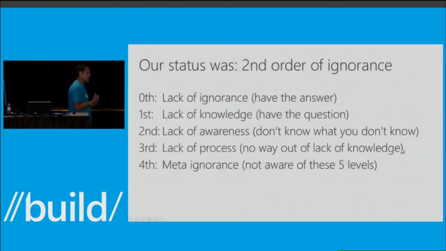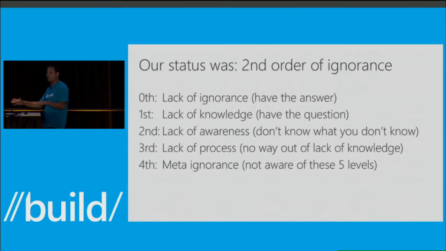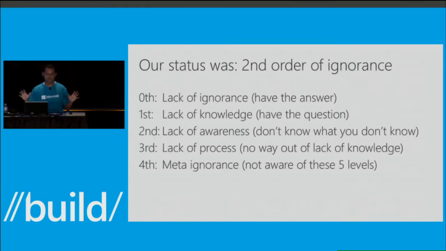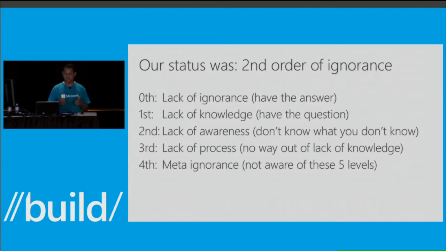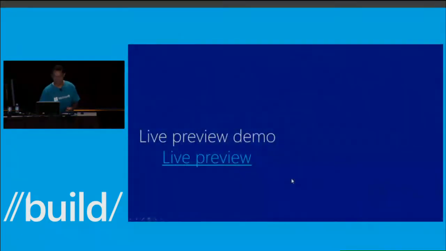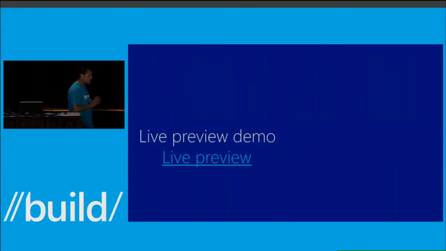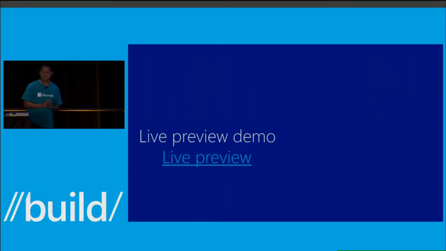Of course, at this point in time, there were some things that we knew, so we had no ignorance about that. There were some things that we had questions about, but for most of the things, we were in the second level of ignorance, which is we didn't know what we didn't know. So, but we had a process, and we knew there were 5 levels of ignorance. So the first thing that we did was this. We focused on the interface.